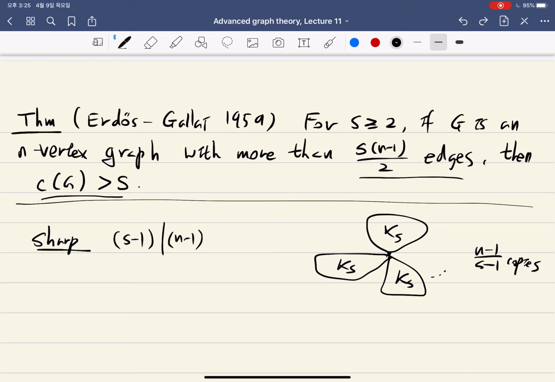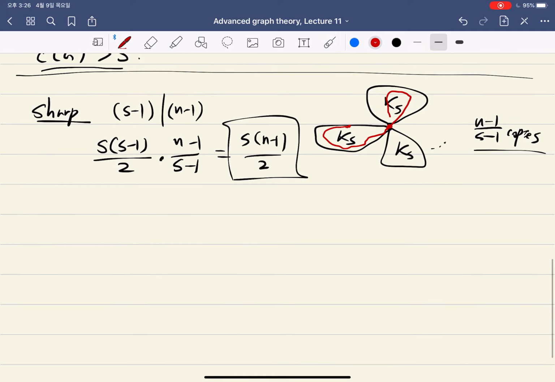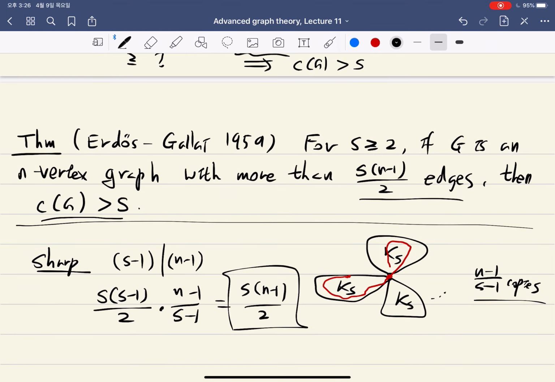And here, what's the number of edges? Each copy has s times s minus 1 over 2 edges. And then the number of copies is this much. So you get exactly this many edges. But the circumference is s. If you want to have a cycle with length at least s plus 1, you have to start at some part and then go to another part. Then there is no way that you can come back unless you use this vertex again. So this shows that this is sharp.